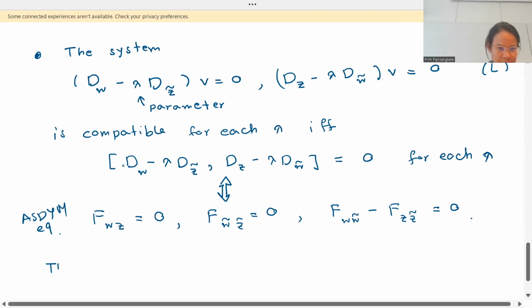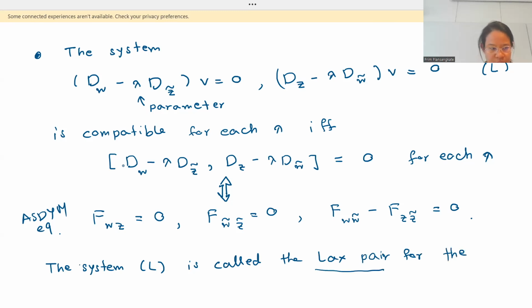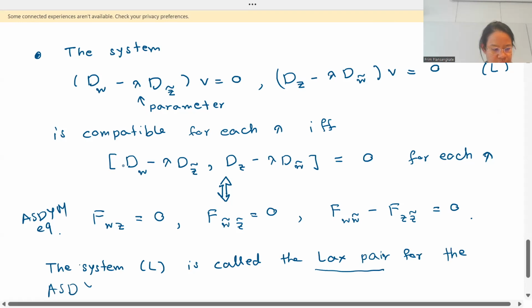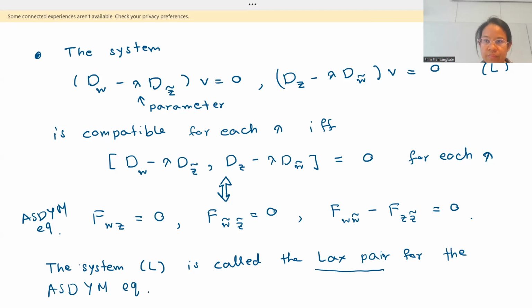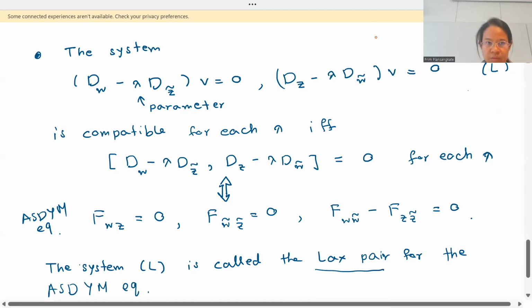So the system, I label the system L here. So the system is called the Lax pair for the anti-pseudo-Yang-Mills equation. Okay.